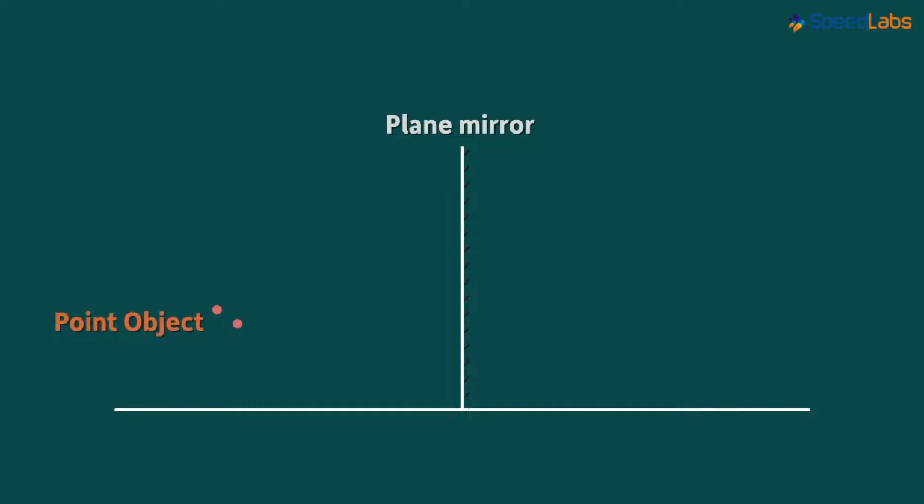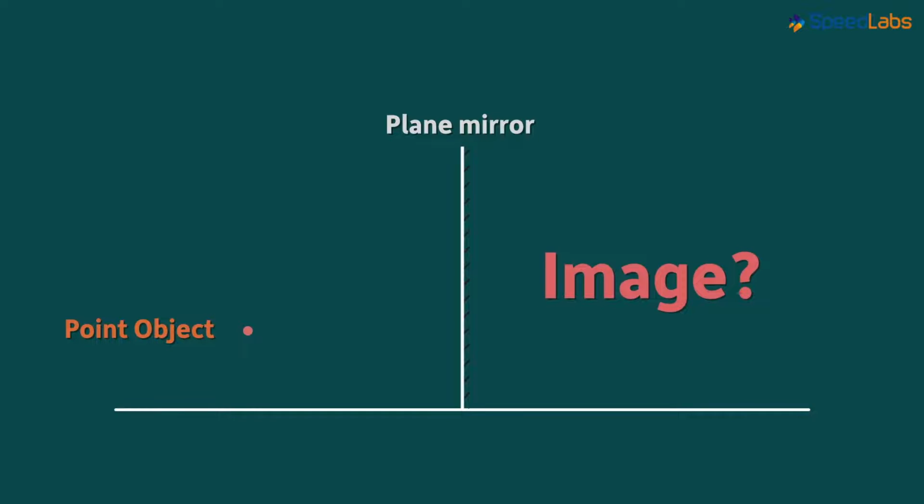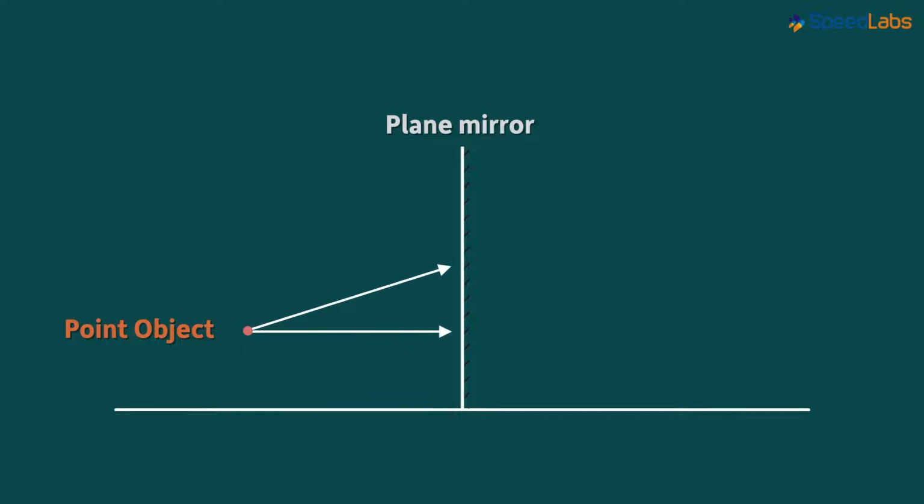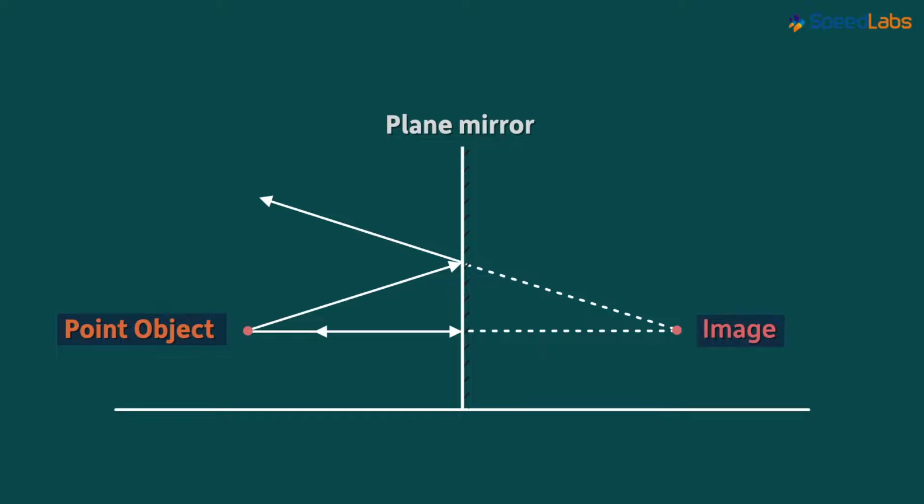Now suppose the point object was at this point instead of this. Can you find the location of the image now? Pause the video and give it a try. Again, we draw any two rays emerging from this point which are incident on the mirror. We draw reflected rays making sure that the laws of reflection are obeyed. Extending both the reflected rays backward will give us the location of the image. So if we look at the image of this point object, it will appear as if the image is formed here.